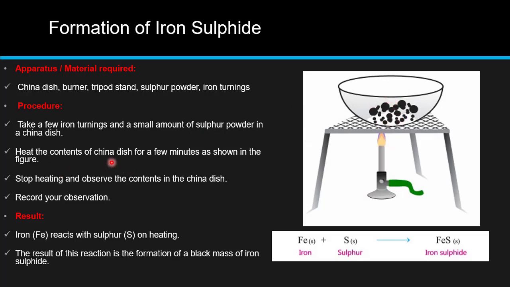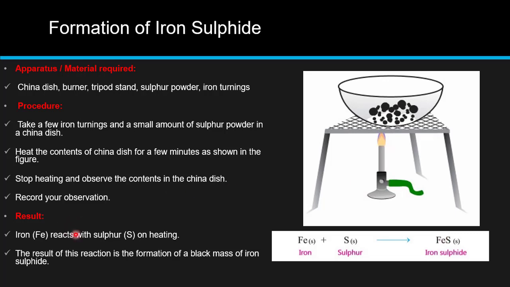Now heat the contents of the china dish for a few minutes. As you can see in this picture, here we have a Bunsen burner which will provide heat to both these reactants. We have used two reactants, iron and sulfur powder. Now stop heating and observe the contents in the china dish, and then you will record your observation. What will we see in this reaction? The iron will react with sulfur on heating and it will produce a product which is called iron sulfide. So this is a kind of chemical reaction in which two reactants react together to form a product.